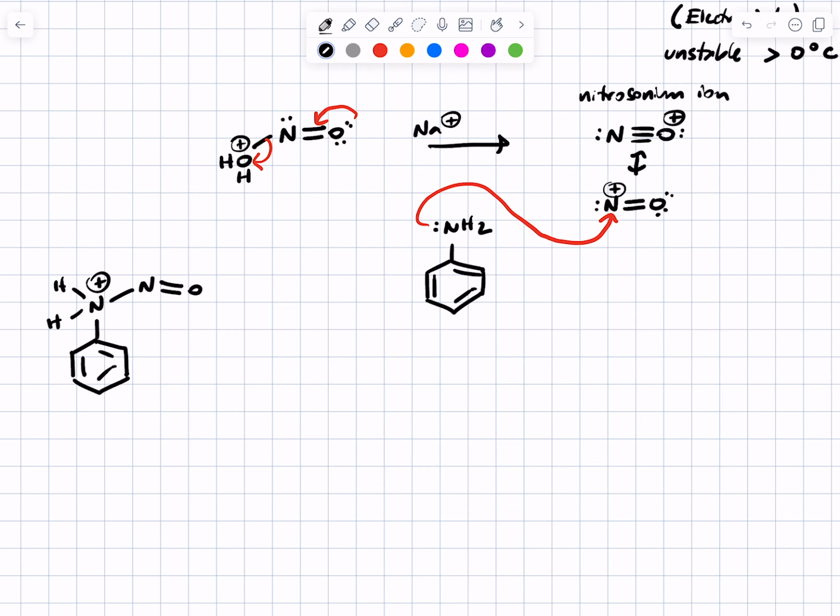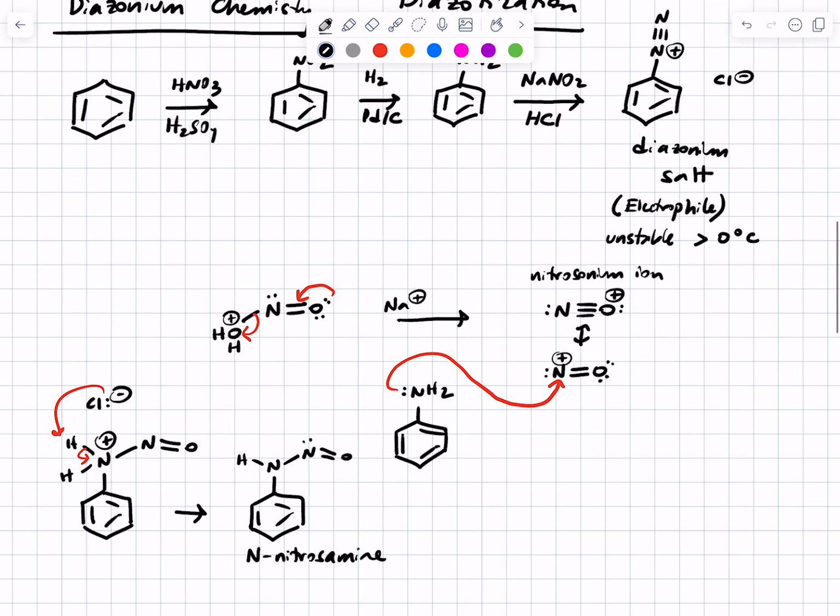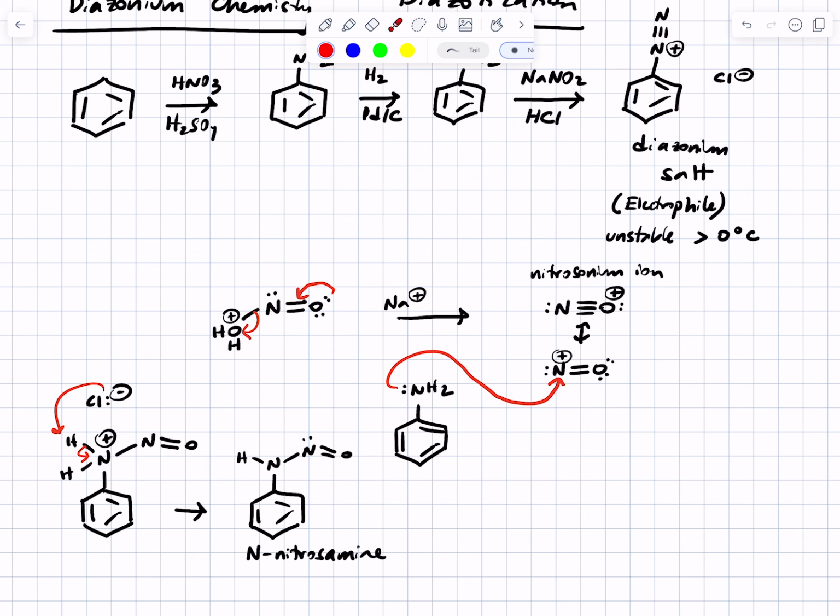And then Cl minus will act as a base to deprotonate the aniline. And then you've got this intermediate that's called an N-nitrosamine, meaning you've got an NO group, a nitroso group, on the nitrogen of aniline. Now the reaction doesn't stop there, because as you see, we need to get all the way to the diazonium salt.